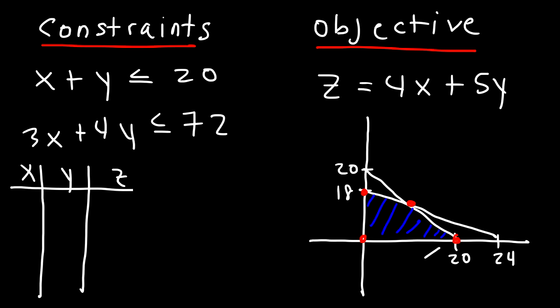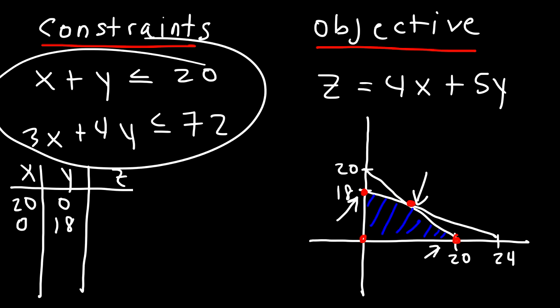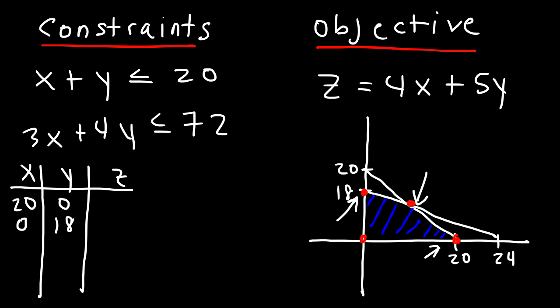So this first point here, the x-intercept, x is 20 and y is 0. And for this second point, the y-intercept, x is 0, y is 18. Now we need to find this point, and that's where the two inequalities intersect. So what we need to do is solve this using systems of equations. We could use the substitution method or the elimination method. And I'm going to use the elimination method.